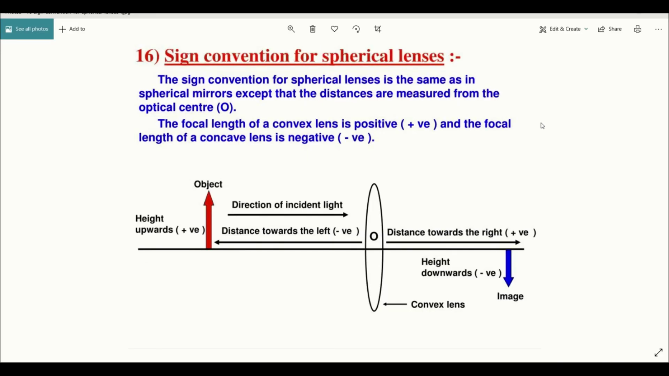Sign convention for spherical lens. This is similar to the sign convention for spherical mirrors. But in mirrors, everything was on the left hand side. In lens, the image mostly will be on the right hand side. So the distance from the optical center to the image will be positive. The height may be negative if it is downward, that is, a real and inverted image will have a negative height. The object will be on the left hand side of the lens, so it would have a negative distance and its height would be positive. The light rays would be incident from the left towards the right.